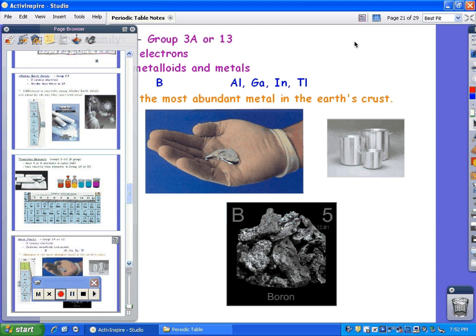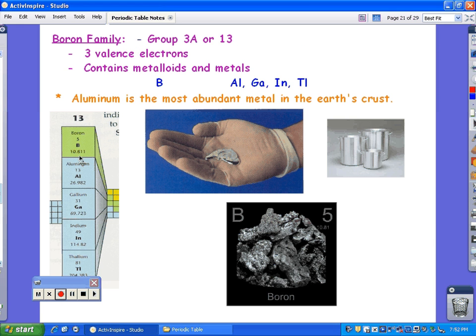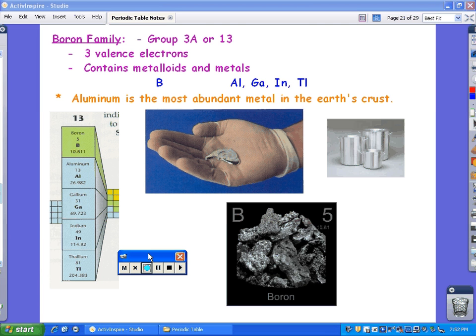It's called the boron group or the boron family based upon the fact that boron is the first element in it. As you'll remember, the alkali metals, the alkaline earth metals and the transition metals all have these special names. Well, the boron family contains all of these elements here: aluminum, gallium, indium, and thallium. They all have similar properties to boron, and that's why they're grouped into the boron family. They have three valence electrons.